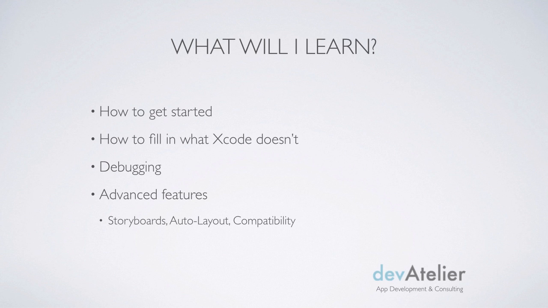And then finally, I'm going to go over some advanced features. So this is the stuff that's relevant to guys who've already done all this basic stuff before. So it's kind of the newer features, like doing storyboards, auto layout, which is like getting your app to adapt for a different UI, like different screen sizes, and then compatibility, like between iOS 6 and iOS 7.